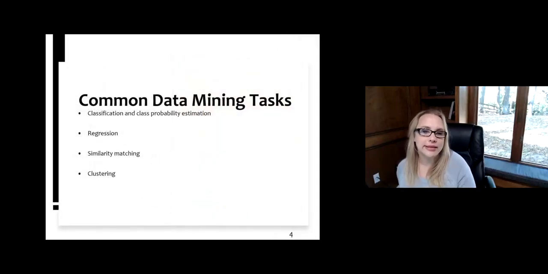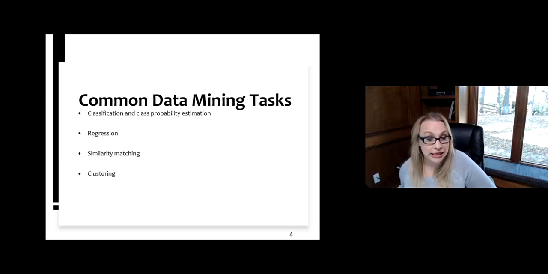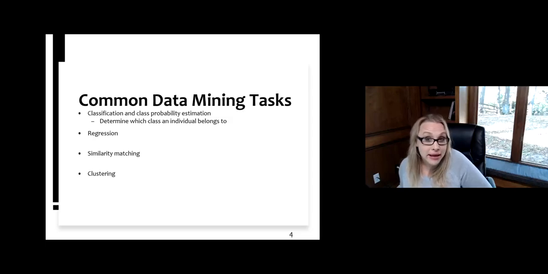So what are some common data mining techniques or tasks that are used? Among them are classification and class probability estimation. We will be doing a lot of this in the course. An example of this would be to determine which class an individual belongs to. Are they going to be in a good credit risk category or a bad credit risk category?